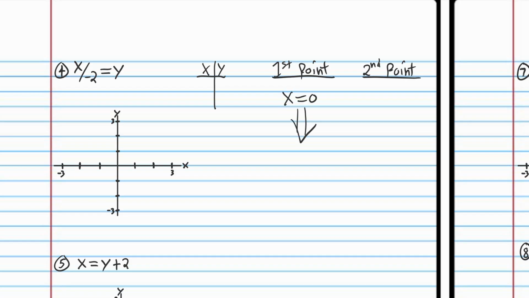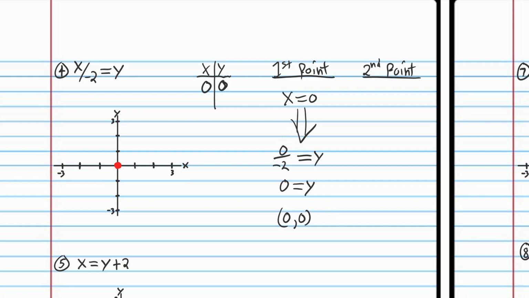So if x equals 0, then y is equal to 0 over -2, and any fraction with 0 in the numerator is just going to be 0. So the point is 0, 0. The x value is 0, the y value is 0. So I'm going to plot that point and draw it in my table here.